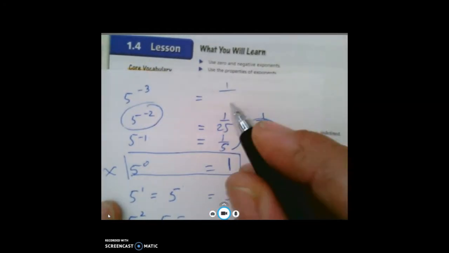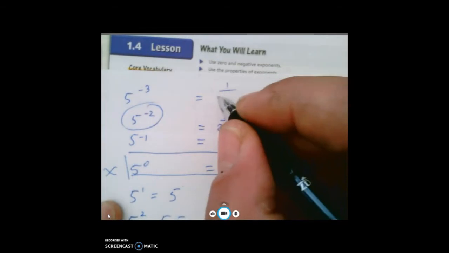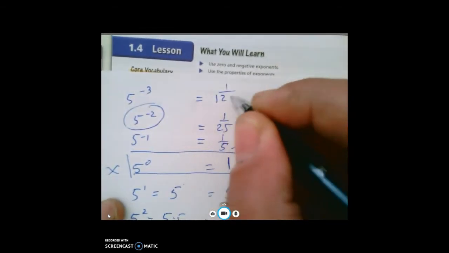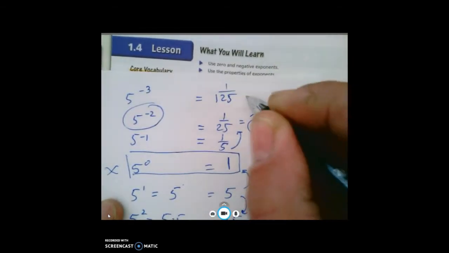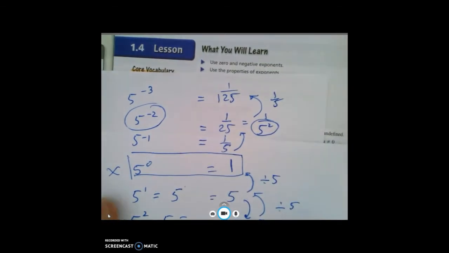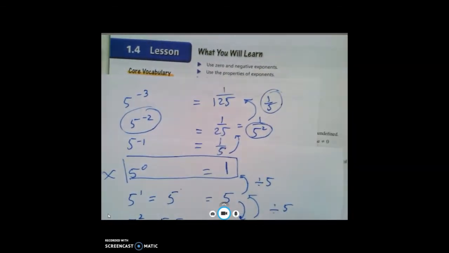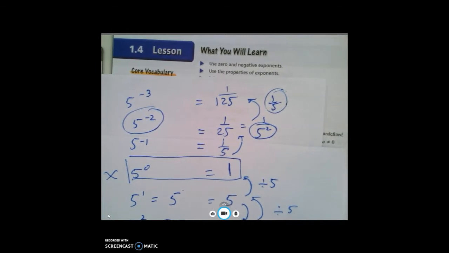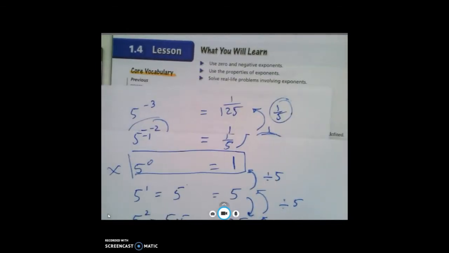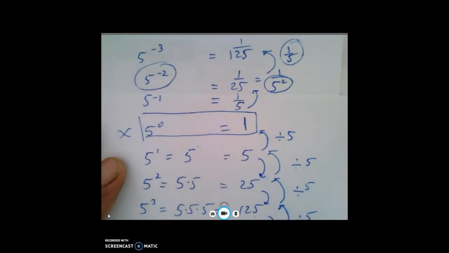And so basically, you're dividing by 5, dividing by 5, dividing by 5. So that's just the same as multiplying by 1/5. All right. Dividing by 5 is the same as multiplying by 1/5. Okay, so that's how you can go up or down, and that's how you get negatives and positives.